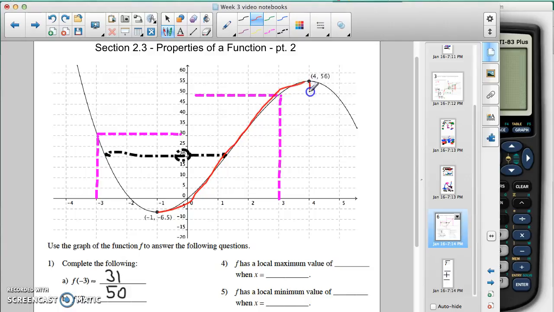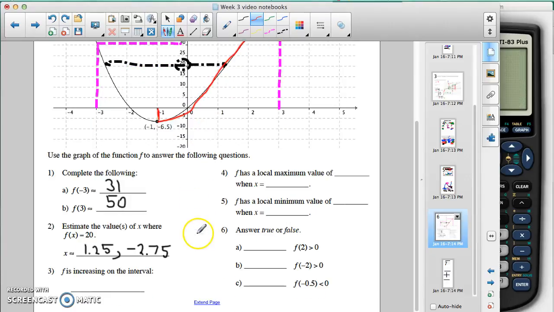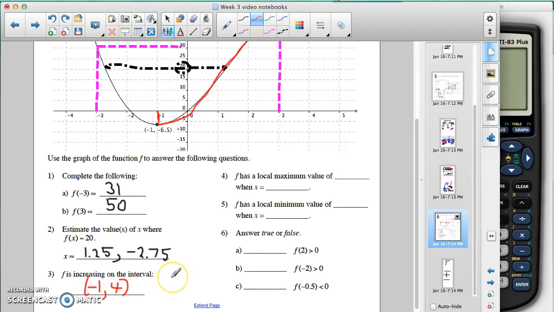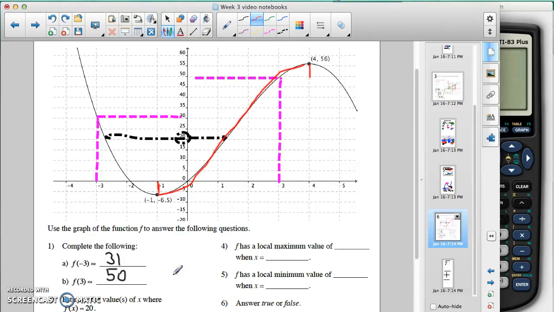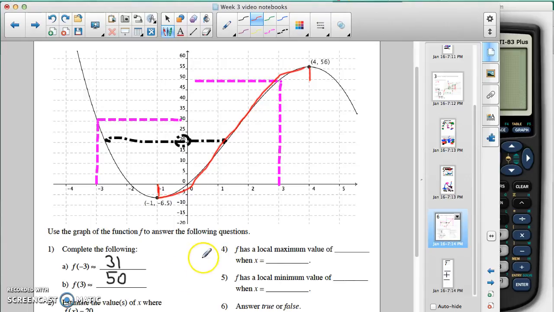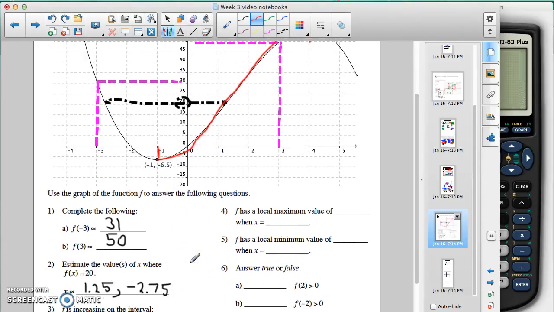So our interval is going to be from here, which is -1, to here, which is 4. So our interval for increasing would be -1 to 4. We don't look at the y values. That's just where our maximum and minimum are going to be. So in the next question, they're going to ask us for that.